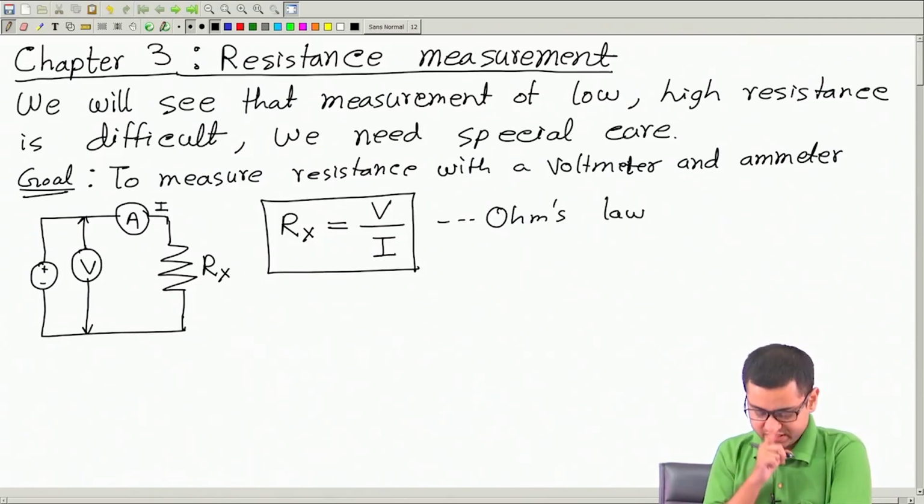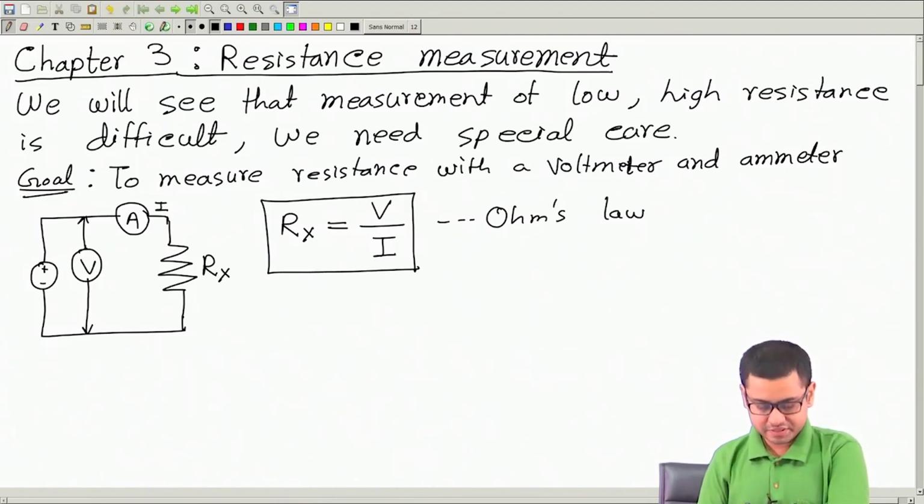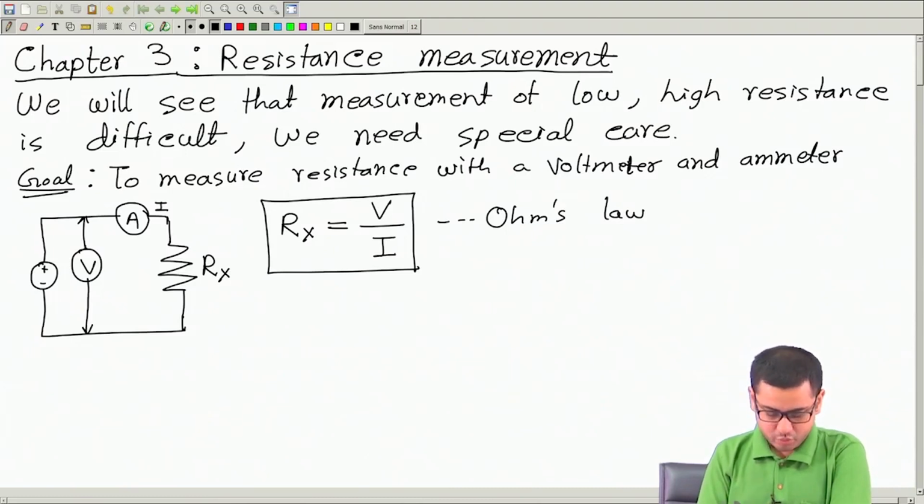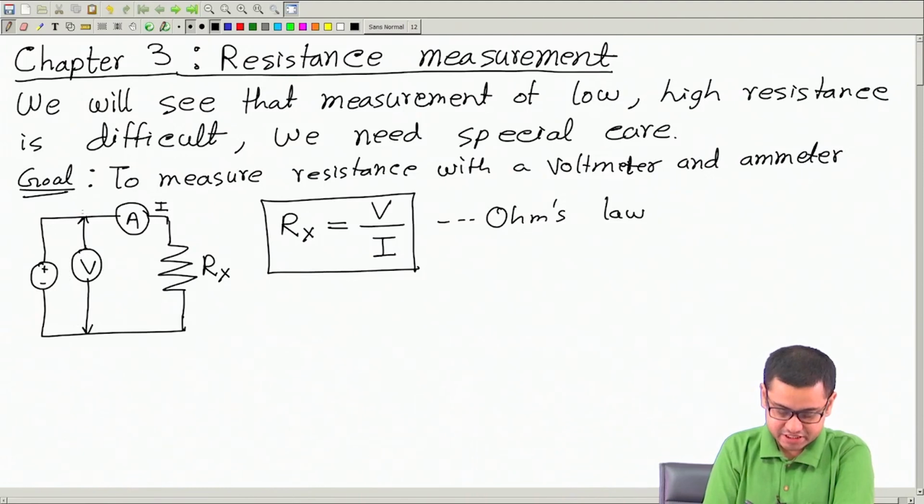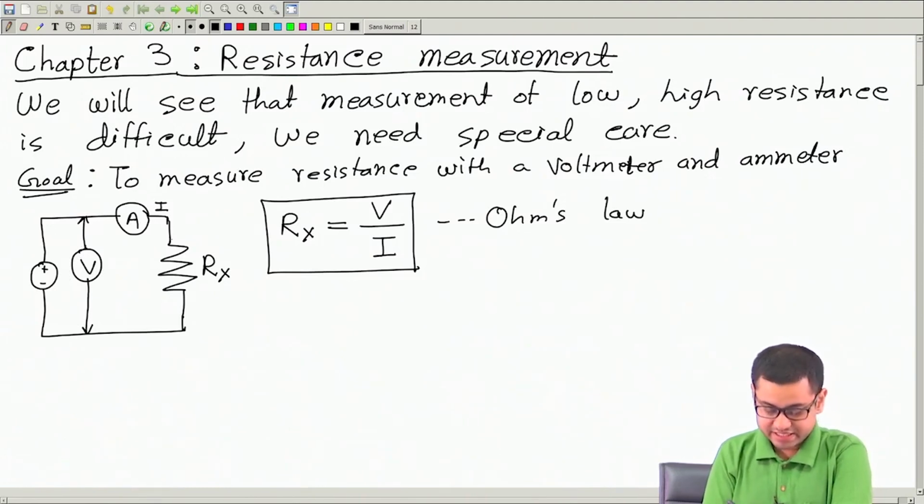So simple. But there is a catch. What is that? Observe, the moment I have inserted this ammeter in this circuit, this voltmeter is not measuring the voltage across this resistance. It is actually measuring the voltage across the series combination of this ammeter and this resistance Rx.